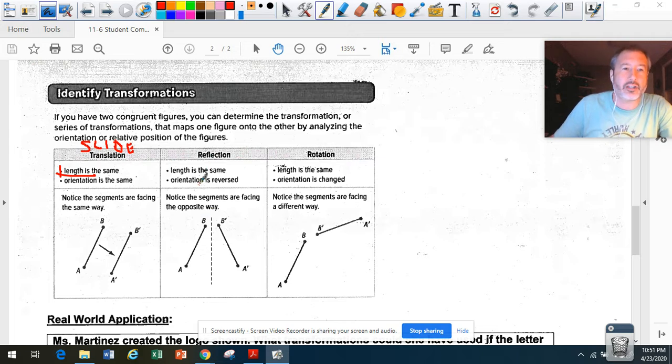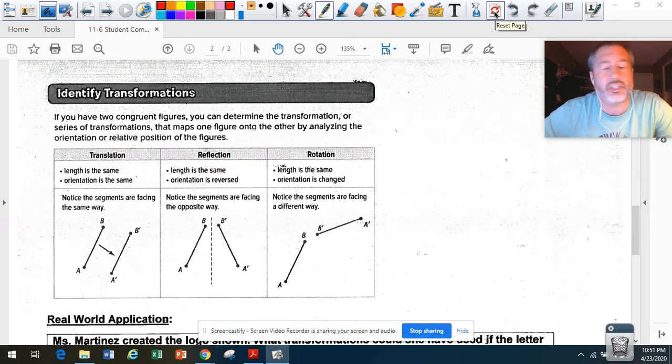Then we have a reflection. Once again, length is the same. The size, shape, length, width, height, all that stuff has not changed there. But the orientation is reversed. Just remember, think of looking in a mirror.